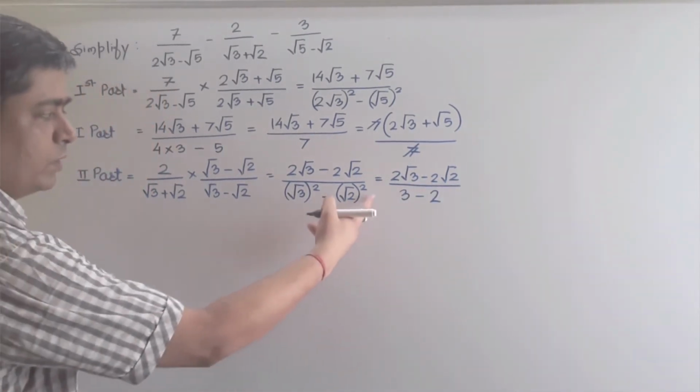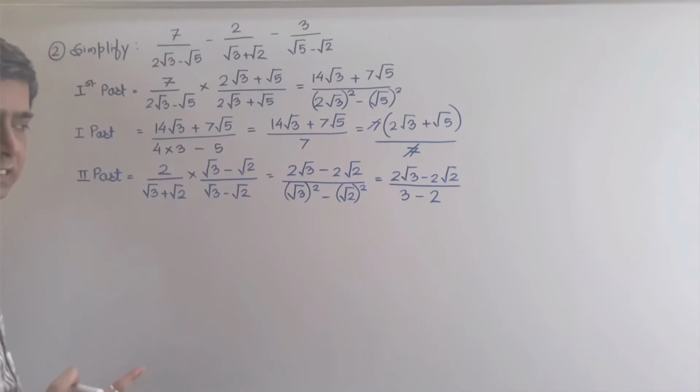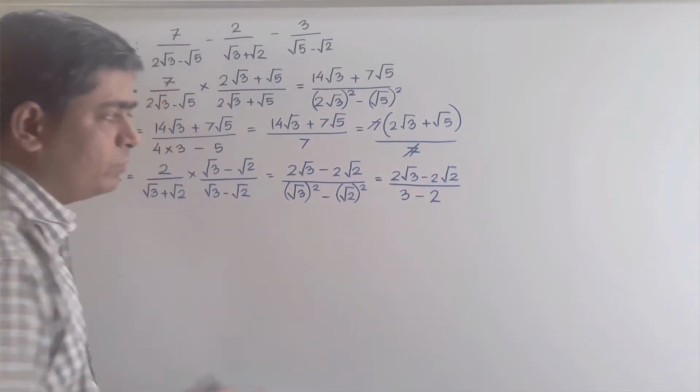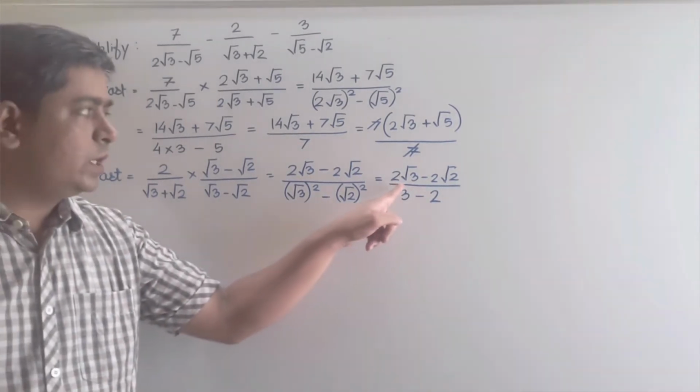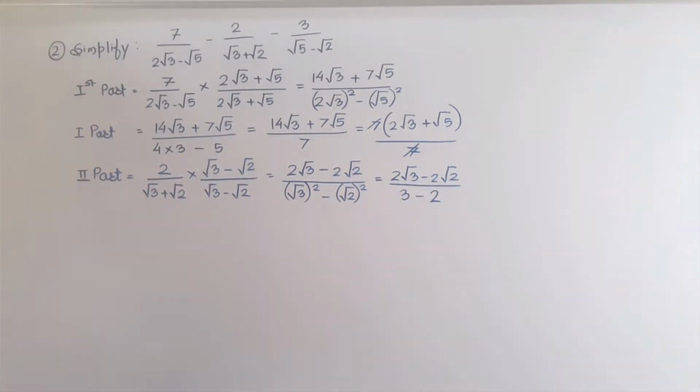Because square and square root in both the places has been cancelled. And 3 minus 2, what will be there? It will remain 1. So I am carrying further 2 root of 3 minus 2 root of 2. Okay. Now let us see the part number third part.